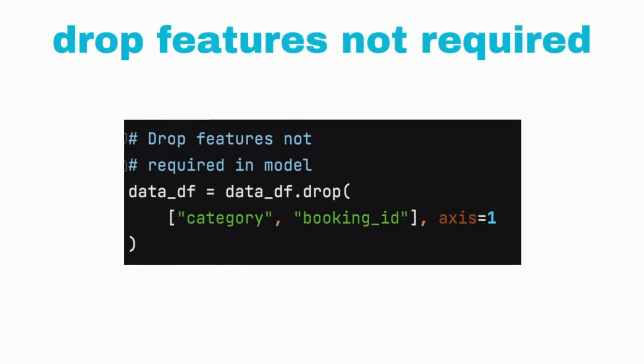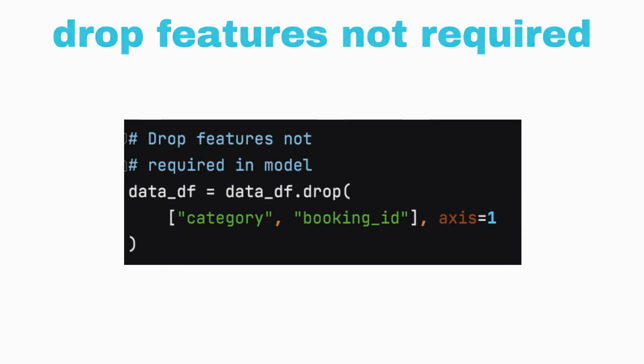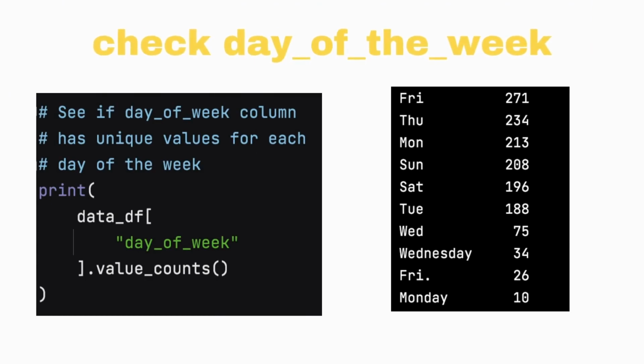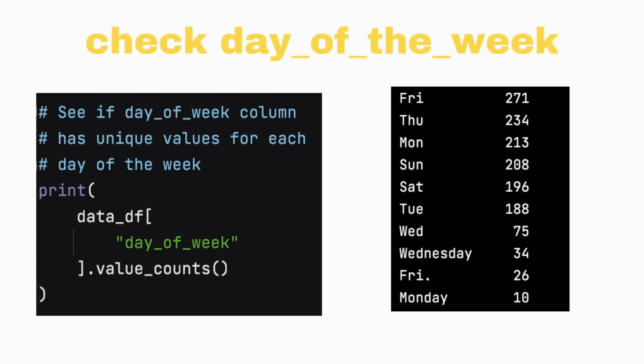The dataset had category and booking ID variables, which I won't be using in the model, so here I'm just dropping them from the data. Again, as part of cleaning the data, for the day of the week, I wanted to check whether this column has unique values for each day. I'm using value counts to check this. So here you can see Friday has 271 data points and 26 have a value FRI dot. So we want to clean this data up so each day of the week is represented in a unique way.